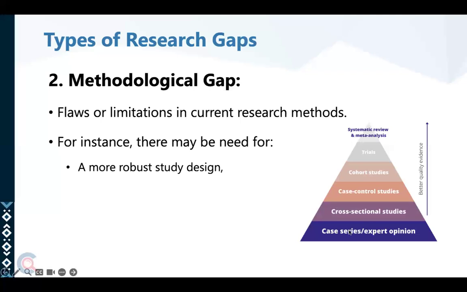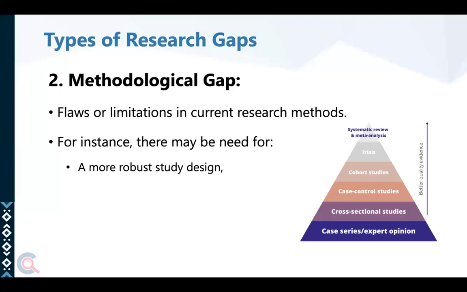For example, someone's opinion, like an expert in the field, is ranked as very low. Cross-sectional studies, you see, they are lower than case control studies. Case control studies are of lower weight than cohort studies. Cohort studies are of lower weight than clinical trials. And systematic reviews of clinical trials also have the highest weight.